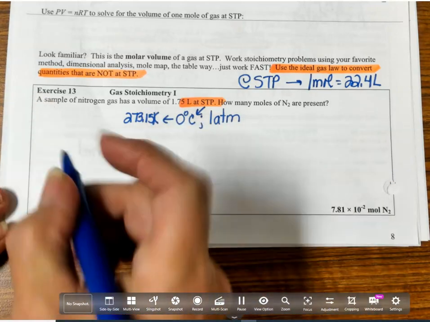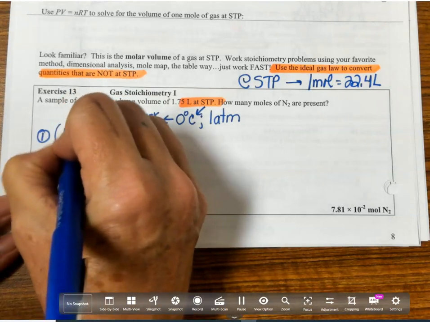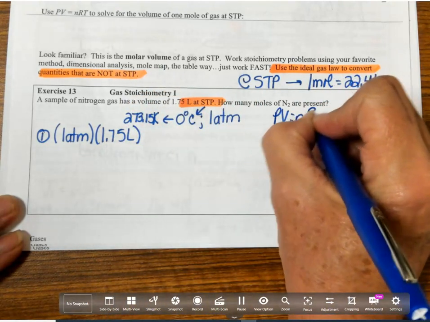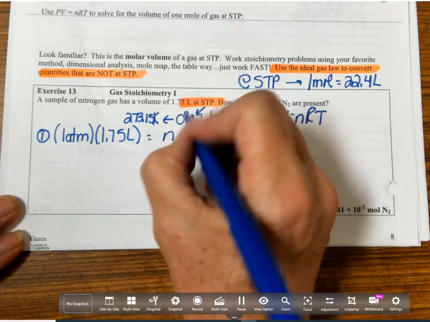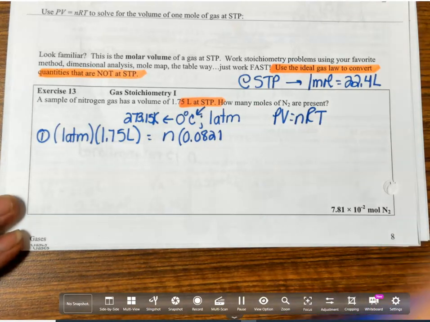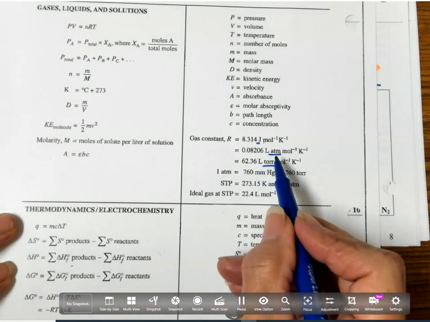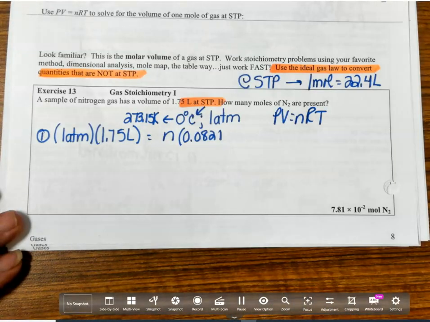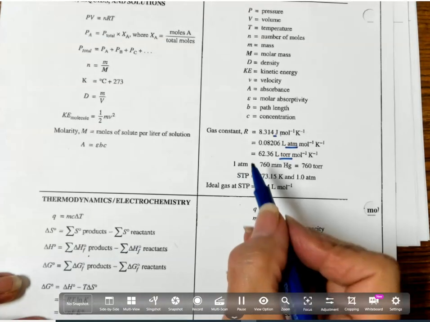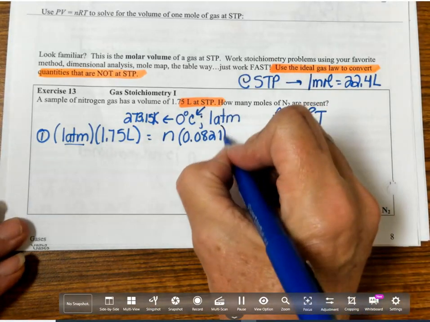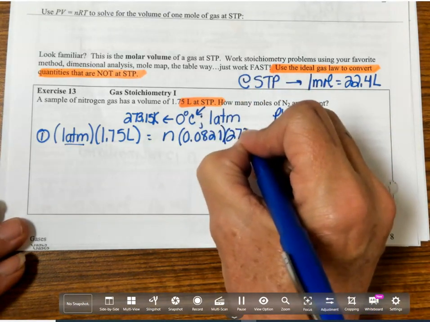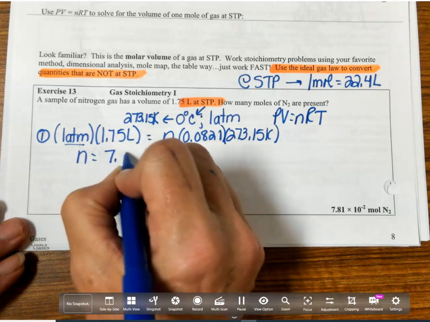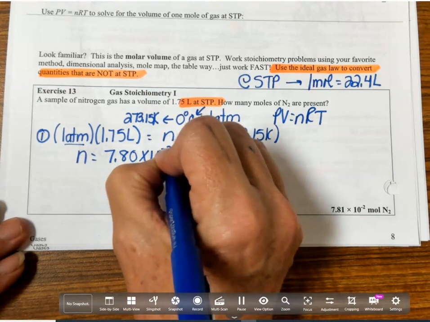Well, given this, I'm going to work it two ways. The first way, easy, I'm just going to do a little PV equals nRT problem. PV equals nRT, with n times 0.0821. Remember that I'm going to find the R value that I need based on my pressure unit. I've rounded this to 0.0821 in my problems. Since this is in atmospheres, I'm going to use the R value that is in atmospheres. Then I multiply that by 273.15 K, and I solve for n, and n turns out to be 7.80 times 10 to the minus 2 moles.